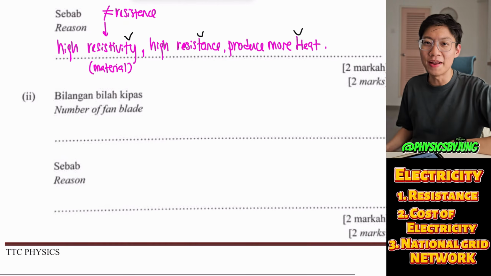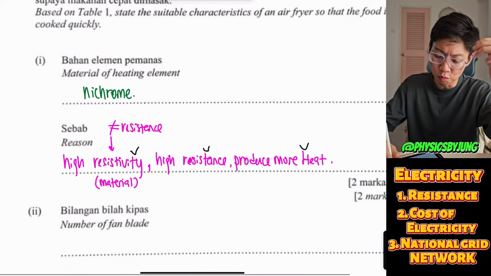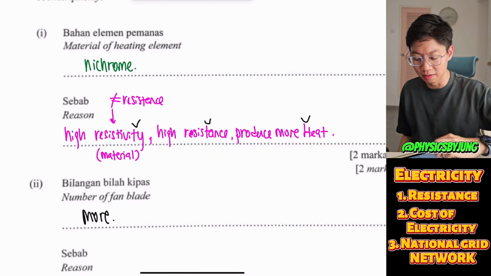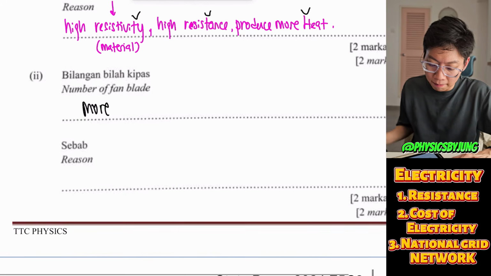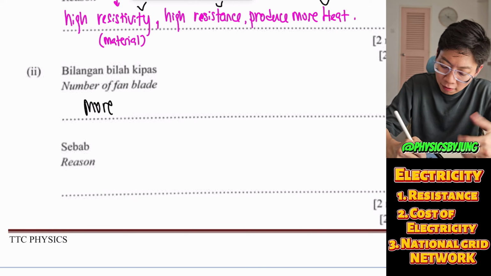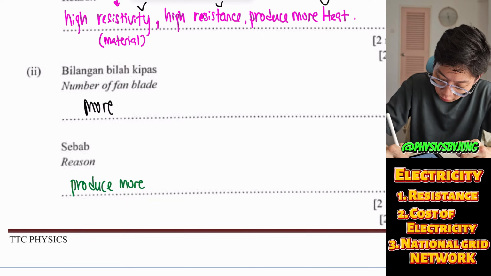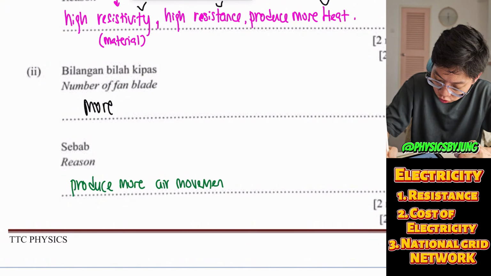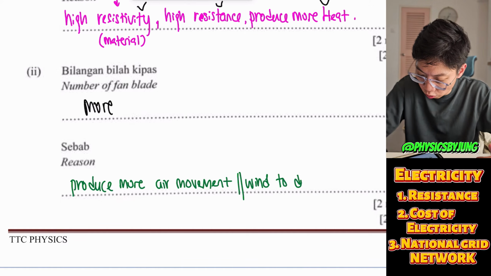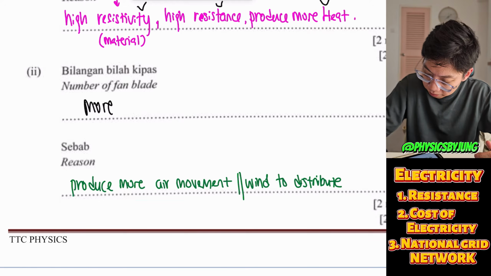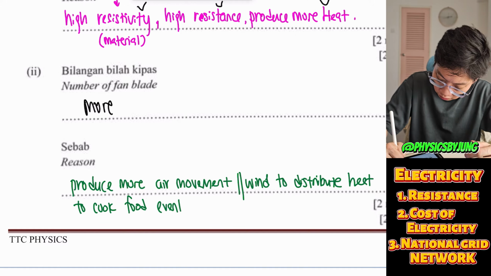Now what about the number of fan blades? Remember, don't just say 12. We will say we want more number of fan blades. So what is the reason why we want more number of fan blades? It's because more fan blades will be able to produce more air movement. If you don't want to use the pattern's air movement, you can just say produce more wind to distribute the heat to cook your food evenly.